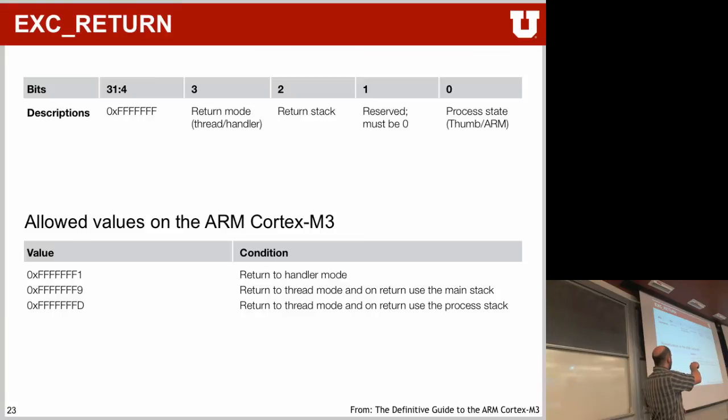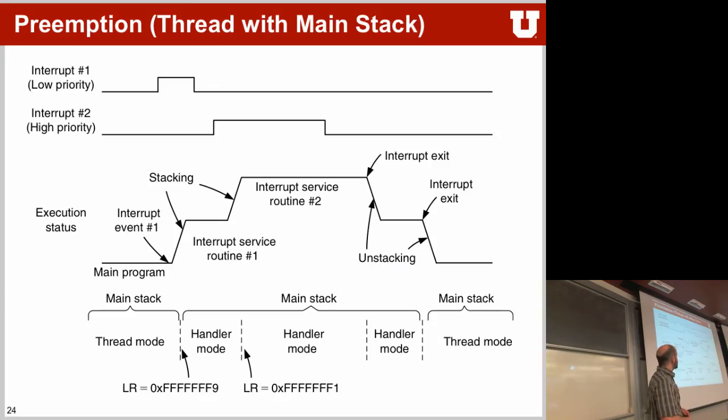Most of the time, it will be F9 and F1 and not D. And that's actually what happens here. So in thread mode, the link register will be set to FFFFFFF9 because we are jumping back from this thread into the main program. But then another one gets interrupted, so the link register will be set to FFFFFFF1 so that back here, when we pop this link register into the program counter, we will return to handler mode. And only here, when we pop this link register, because that was on the stack, it got unstacked here, then we will jump back into thread mode itself.